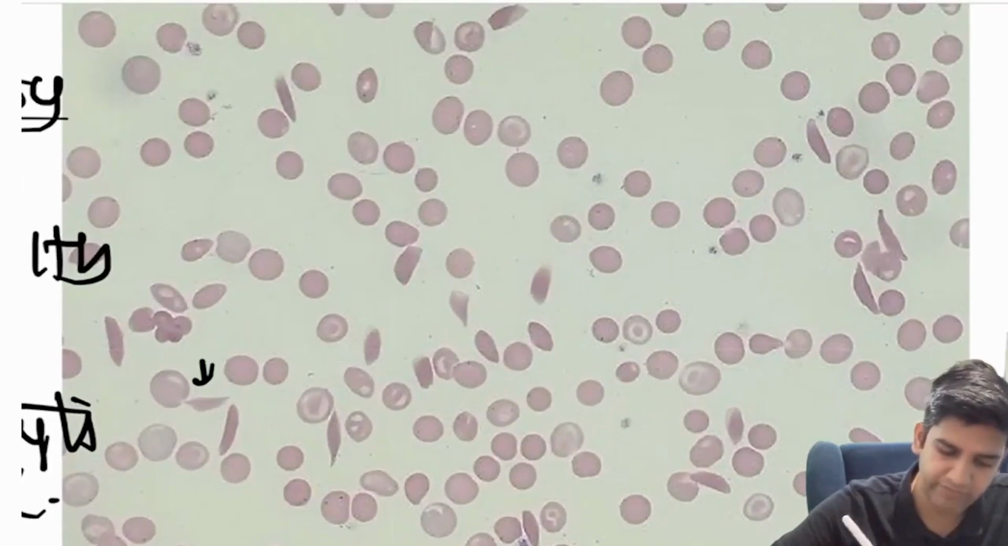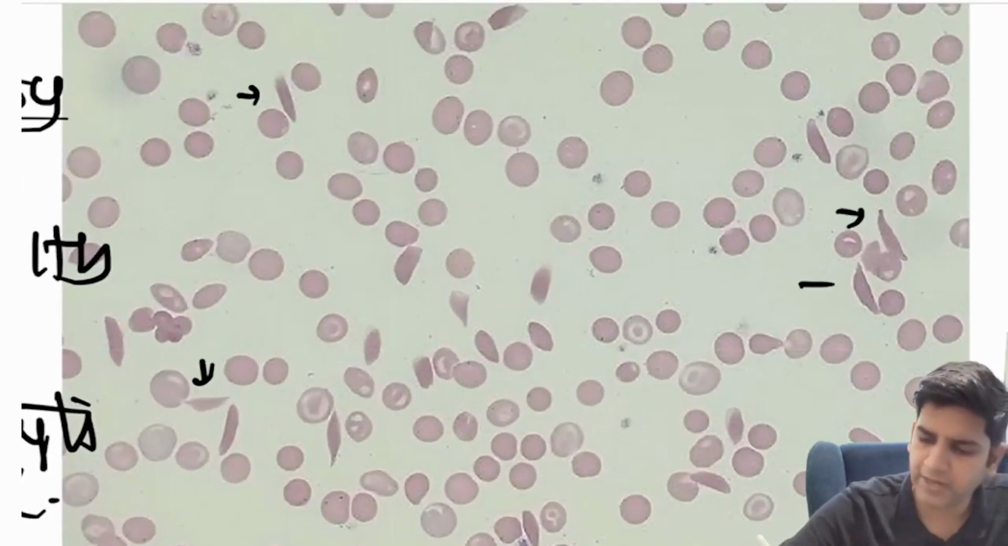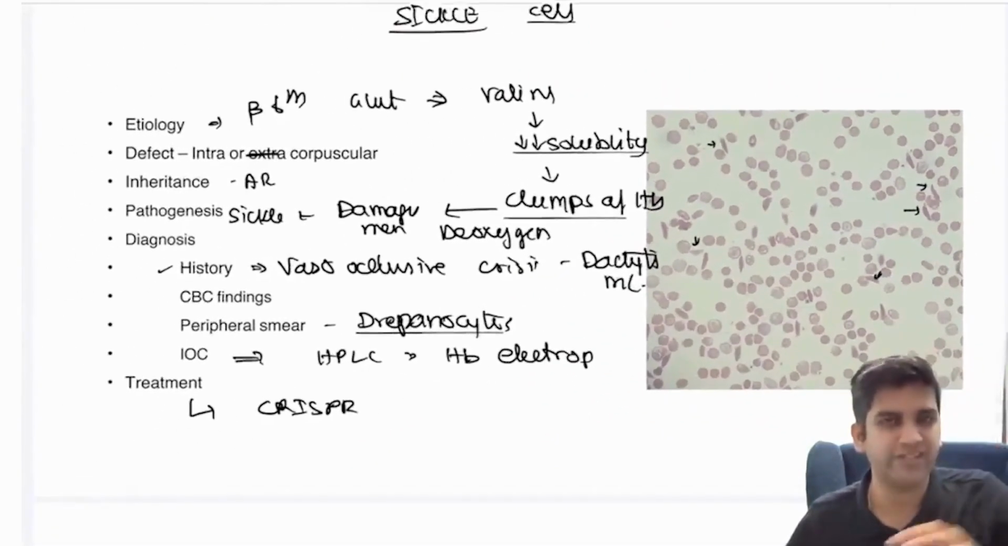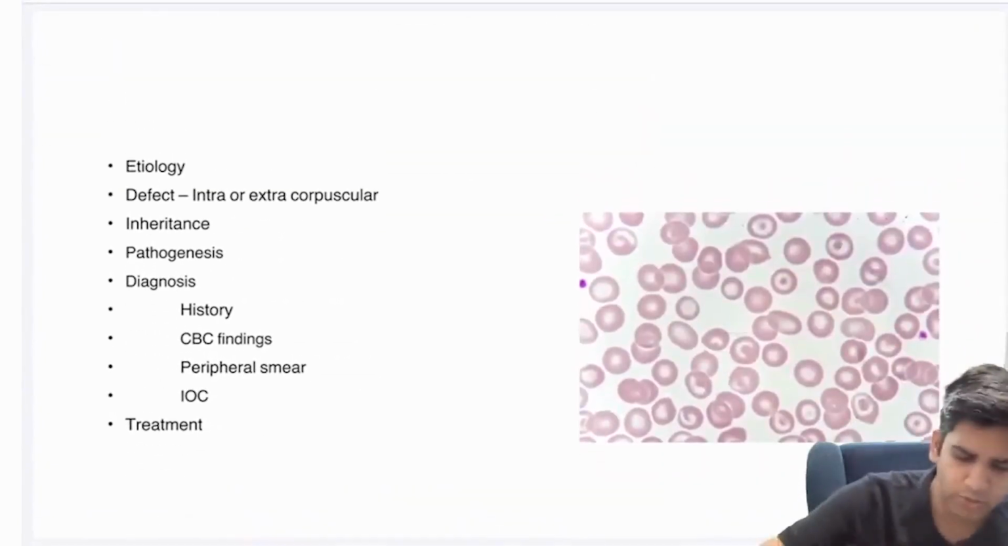These are the narrowed and sickled RBCs, right? I've shown you much better images, and these are the narrowed and sickled RBCs diagnostic of your sickle cell anemia. Okay, next let's go to thalassemia.